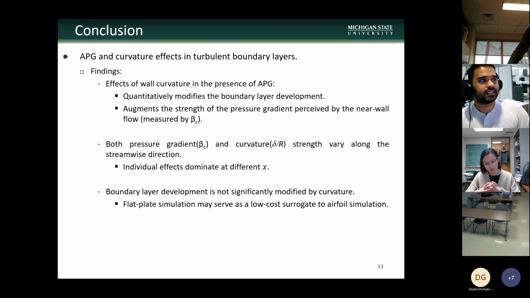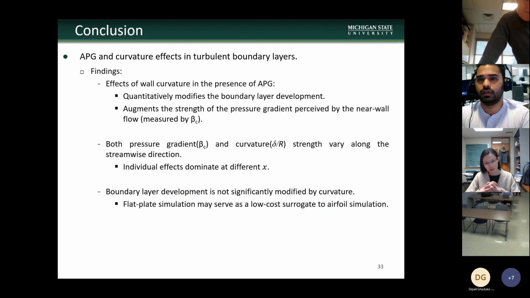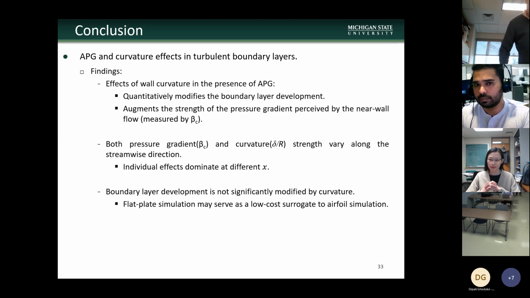So all in all, we can say that the effects of wall curvature in the presence of APG do quantitatively modify the boundary layer development at some streamwise locations, but all in all, adverse pressure gradient effects dominate curvature effects for the whole streamwise direction, and we can say that the boundary layer development is not significantly modified by the curvature. So we can use these flat plate simulations as a low cost surrogate to understand the non-equilibrium flow dynamics on airfoils.